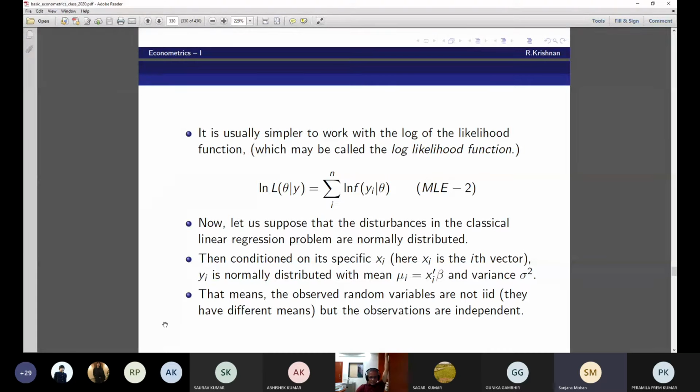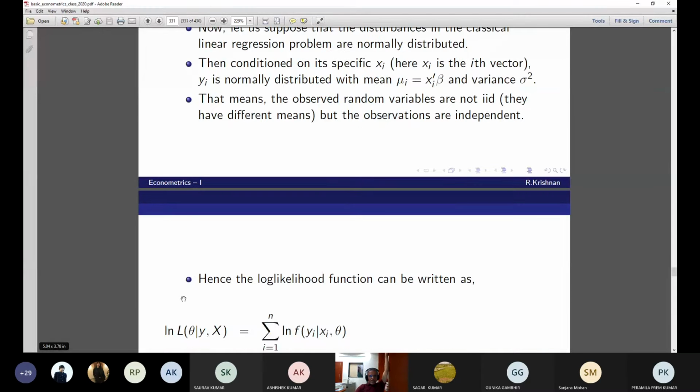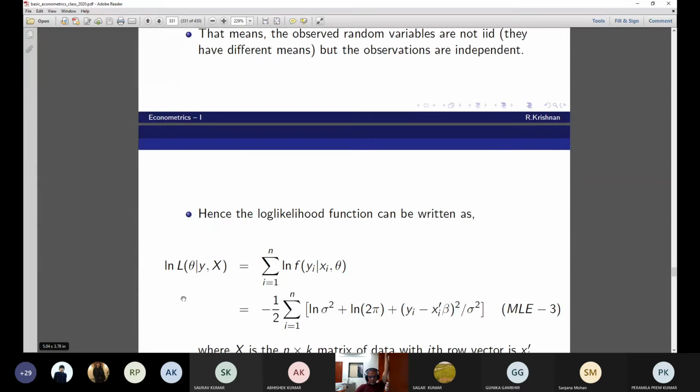Okay, then conditioned on a specific xi, where xi is the ith vector, y is normally distributed with mean mu i, xi beta, and variance sigma square. How did we find this? Okay, that means the observed random variables are not IID. They have different means, but the observations are independent. And the log likelihood function can be written as follows.